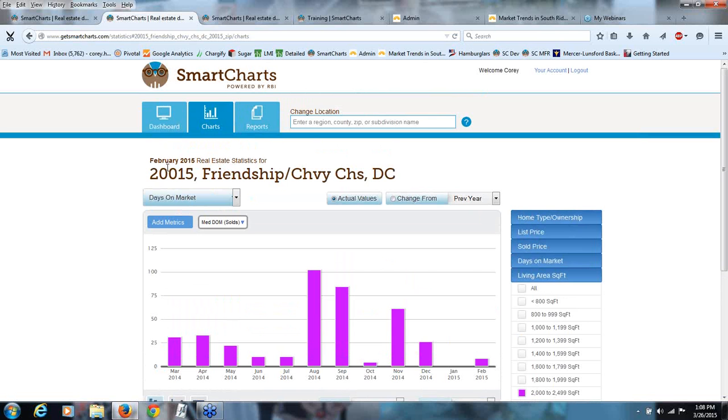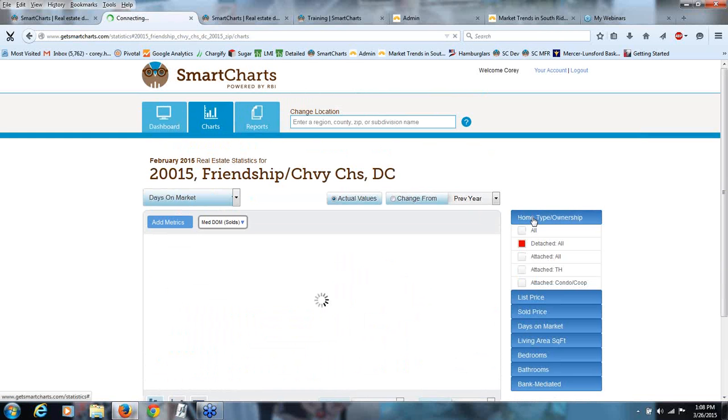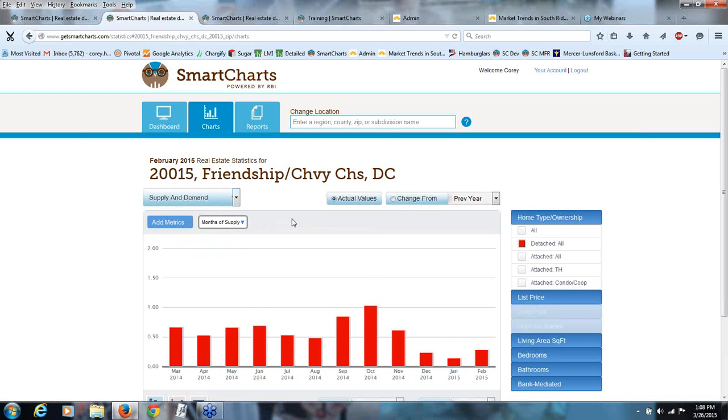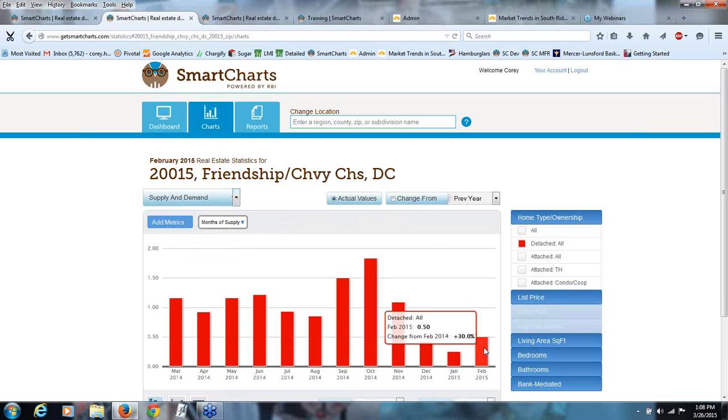It's not that abnormal. This is an extremely hot market. And finally, that can be evidenced by the months of supply. There's only a half a month supply for detached homes in that particular zip code. What that means is basically for all active listings at the end of February, if no new homes came on the market, it would take half a month for all those active listings to be sold.